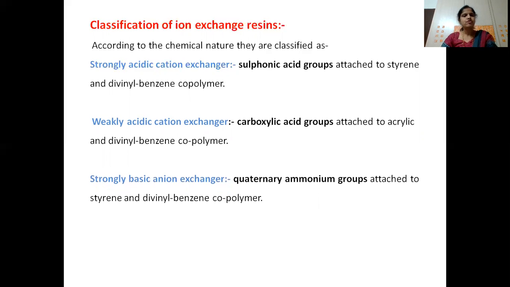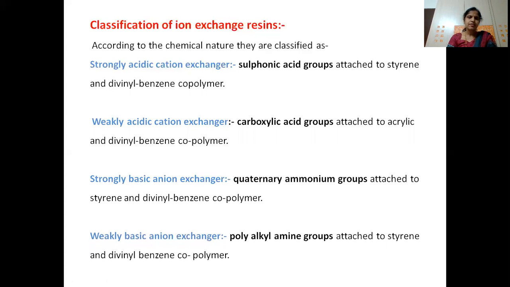Then we also have the strongly basic anionic exchanger. Instead of the sulfonic groups, if we have positively charged groups, that is quaternary ammonium groups, attached to the resin, it is an example of a strongly basic anion exchanger. Then if we have polyalkyl amine groups attached to the resin, they will act as a weakly basic anion exchanger. So depending upon the sample which we have to separate, we can select among all these ion exchange resins.